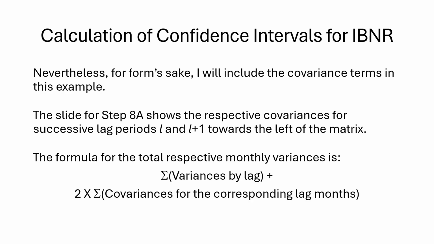Nevertheless, for form's sake, I will include the covariance terms in this example. The slide for step 8a shows the respective covariances for the successive lag periods L and L plus 1 towards the left side of the matrix. The formula for the total respective monthly variances is the sum of the variances by lag plus 2 times the sum of the covariances for the corresponding lag months.